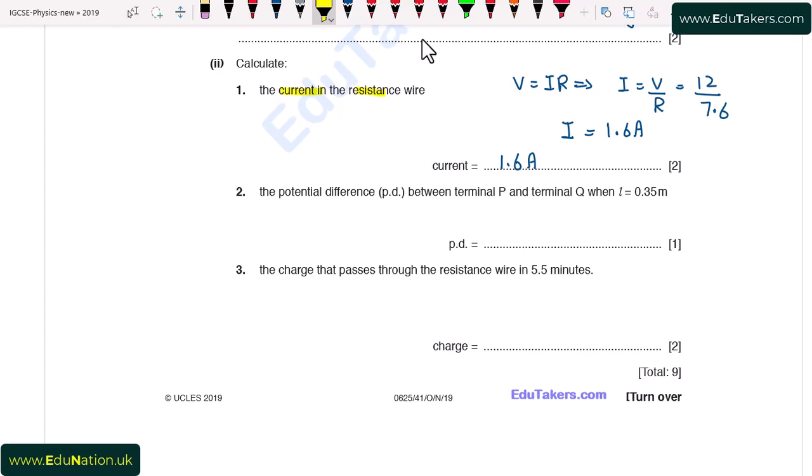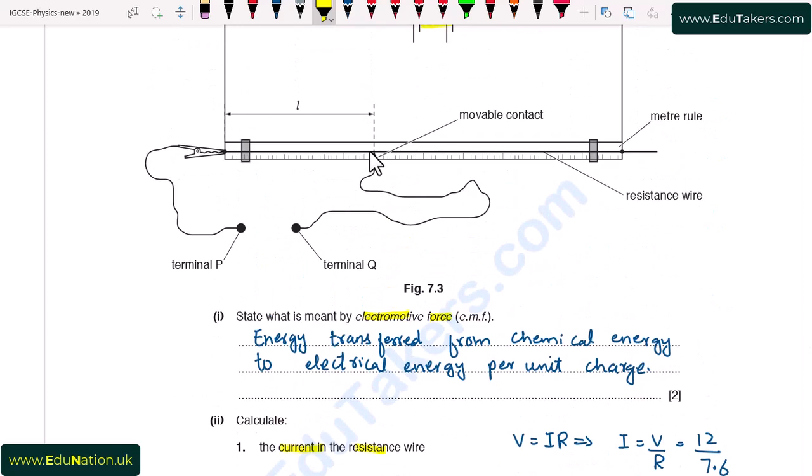Part 2. The potential difference, that is PD, between terminal P and terminal Q when L is equal to 0.35 meter. So first of all, we can see here that the total length of this meter rule is 1. And this length is basically equal to 0.35 meter. And we have to find out the value of potential difference. We know that the EMF across the whole circuit is 12 volt.